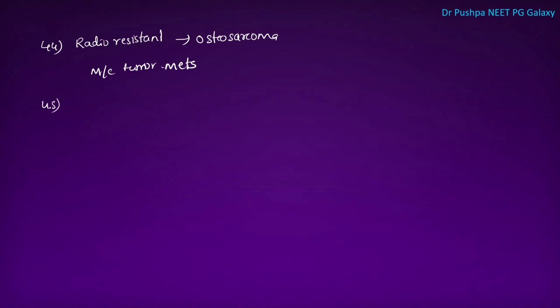Next one is soap bubble appearance on X-ray. This is also one of the important questions. Soap bubble appearance on X-ray is seen in which condition? We will see it in giant cell tumor, or osteoclastoma. In osteoclastoma, we will find a soap bubble appearance on X-ray.